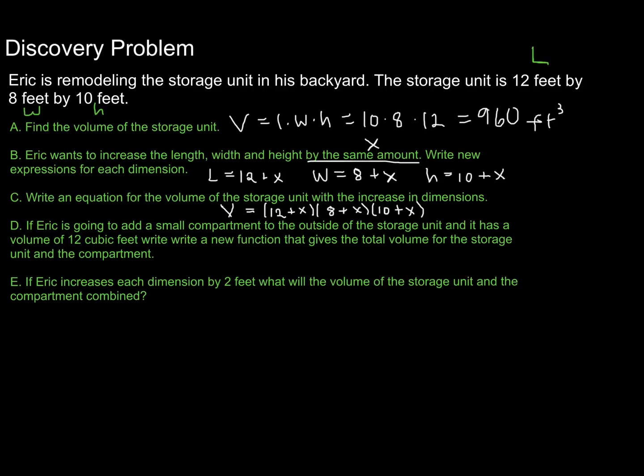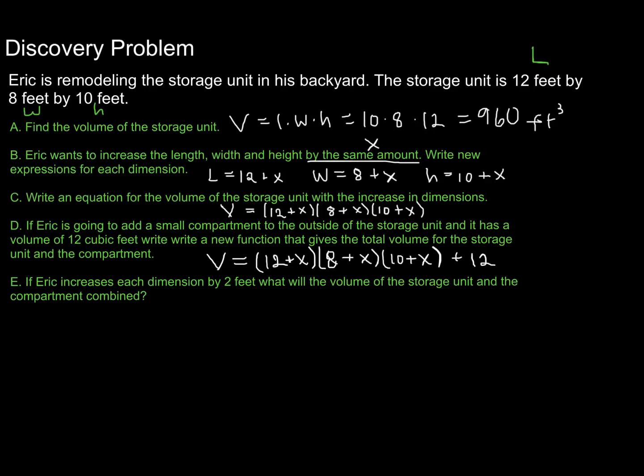Now, if Eric is going to add a small compartment to the outside of the storage unit, it has a volume of 12 cubic feet. We want to update our volume function so that it includes the volume of the compartment. Well, this here gives us the volume of the storage unit. And we know that the volume of the compartment is 12, so what we want to do is add 12 to this. So our new function is going to be the volume is equal to 12 plus x times 8 plus x times 10 plus x plus that extra 12.